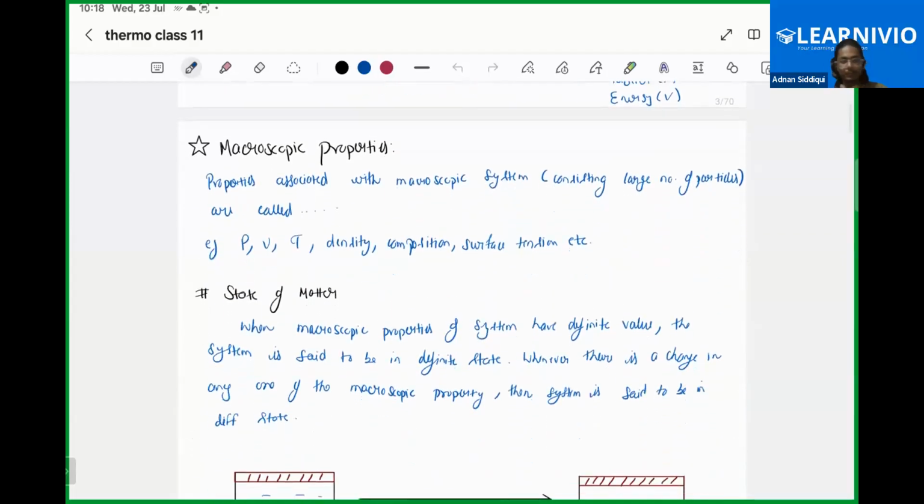Now, as we talked about, thermodynamics is only done for macroscopic substances, macroscopic things. If you have something that you can see with your eyes, suppose your laptop, your phone, there we can apply thermodynamics. So we should know what are macroscopic properties. So macroscopic properties are what?